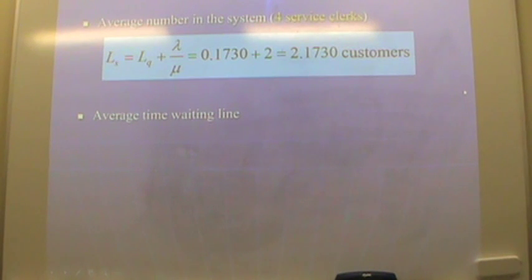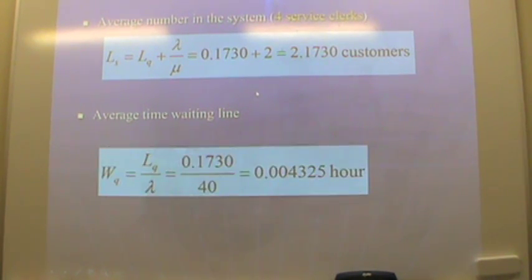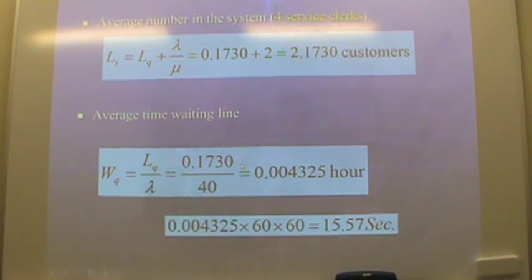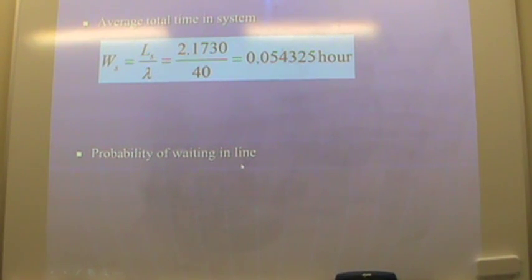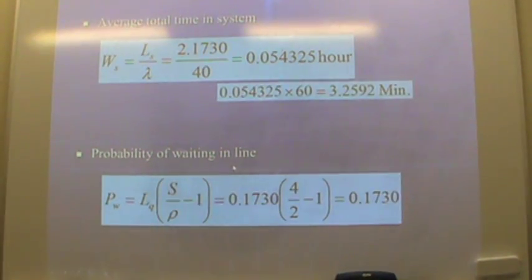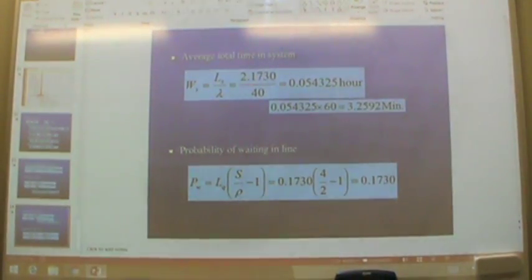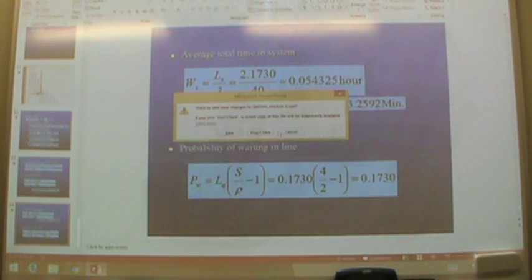And we may use the formula to find every number in the system, LS, using this formula, average waiting line, and total time, and probability of waiting line, how many, and so on. That's all for the waiting line system.